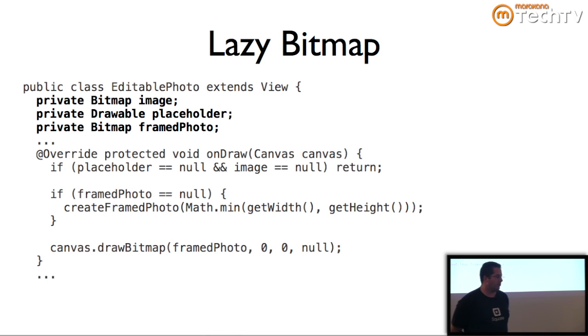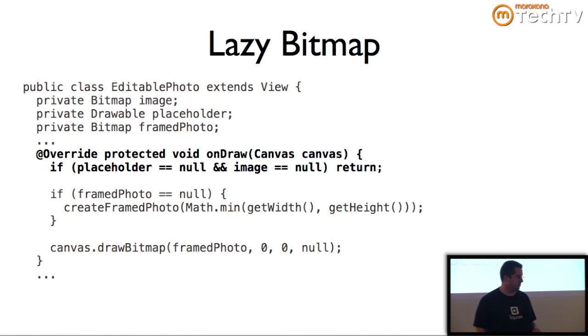So I don't want to create that right away because in the onCreate method of a view, you don't know the width and height. So we have to wait until later when the view is actually drawn to compute the bounds. So in the onDraw method, if both the placeholder and the image are null, we're just going to ignore it and return because there's nothing to draw. That's kind of an uninteresting edge case, but we need to do that to avoid null pointer exceptions.